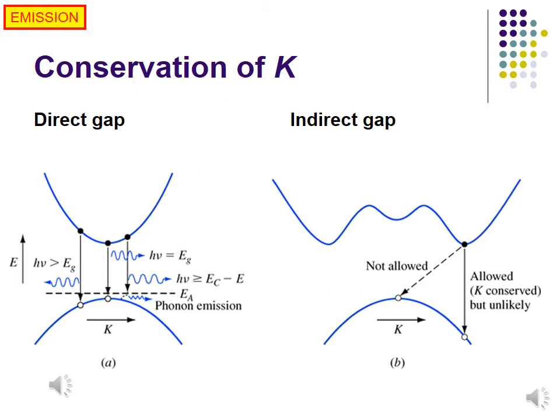Same as absorption, direct gap materials have a simpler emission process in which electrons from the conduction band relax directly to the valence band and emit a photon, and in some cases a photon and a phonon. However, for indirect gap materials, the electrons will never relax diagonally due to the K conservation law. Electrons may relax directly to conserve K, but this is unlikely to happen.